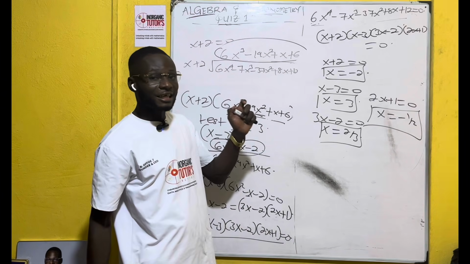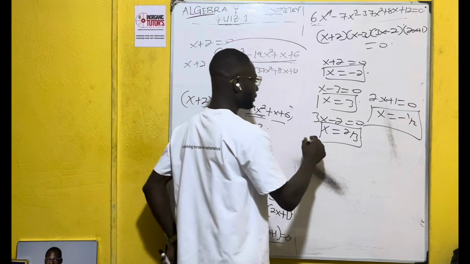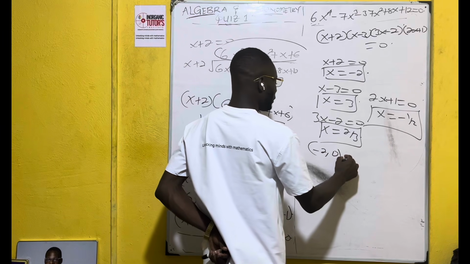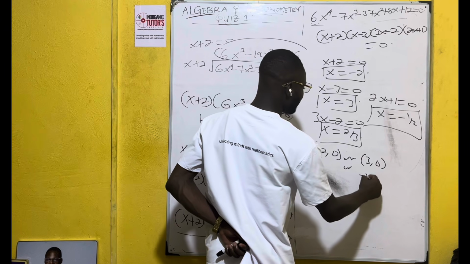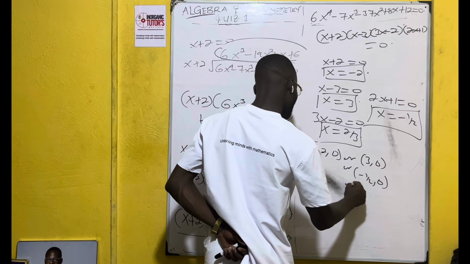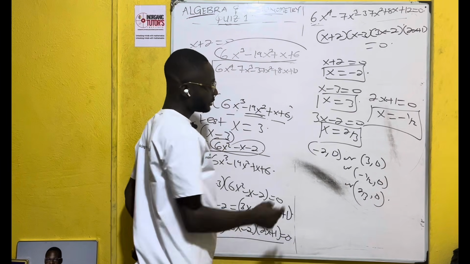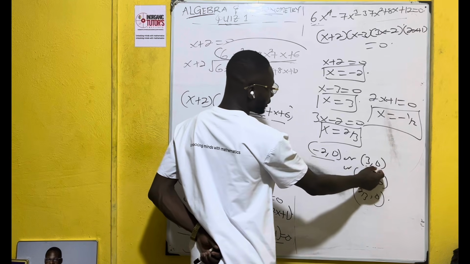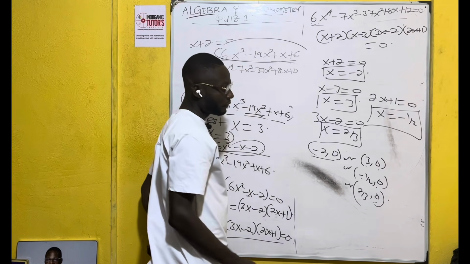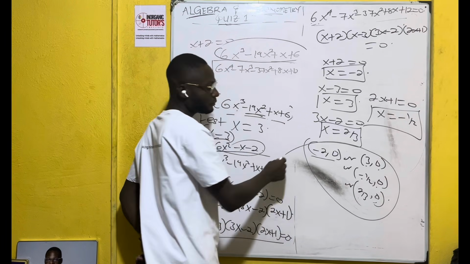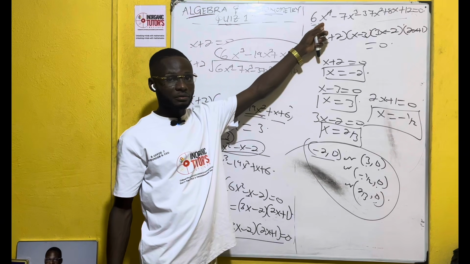Now, the question says that at the x-intercept, it means that y is 0. So if y is 0, then we are going to have minus 2, 0, or 3, 0, or minus half, 0, or 2 on 3, 0, right? So these are the points: minus 2, 0, 3, 0, minus half, 0, and 2 on 3, 0. These are the 4 points for solving this polynomial function.